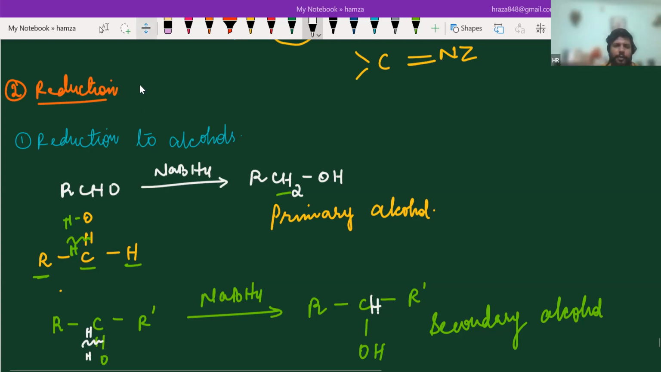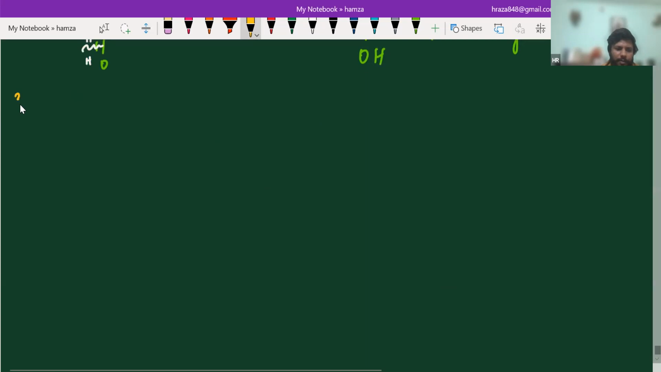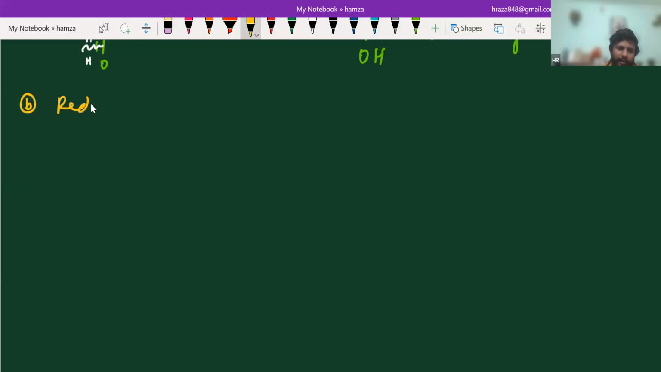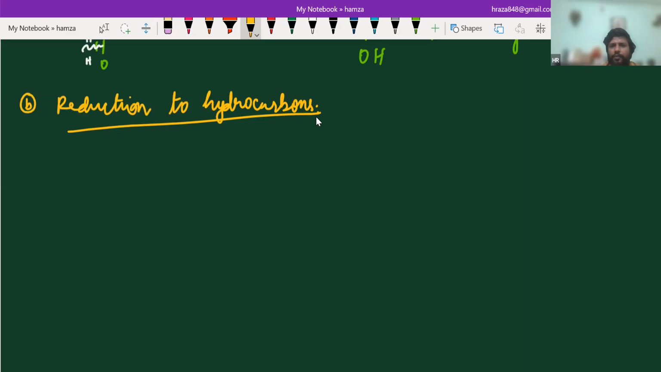So this was the second chemical reaction of aldehydes and ketones. Now the next part is the reduction to hydrocarbons, directly to alkane. In this reduction to hydrocarbons we get two important name reactions: the Clemmensen reduction and the Wolff-Kishner reduction.